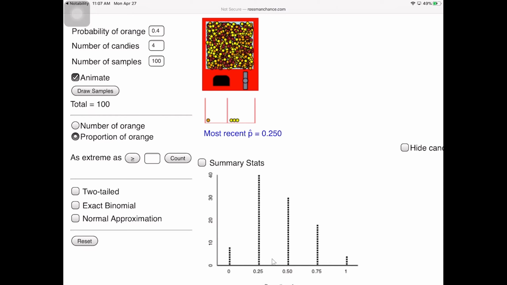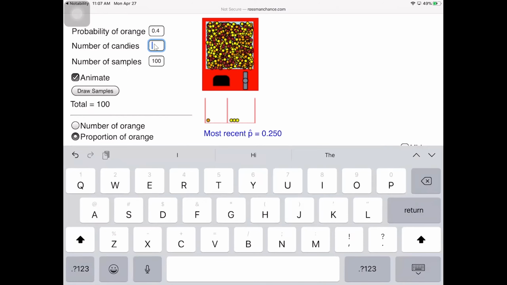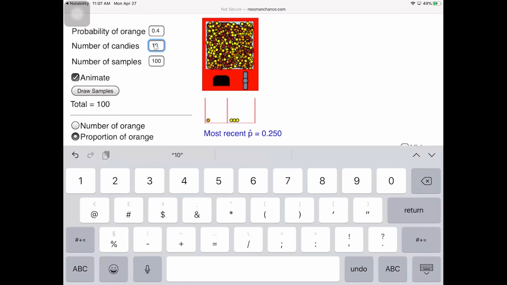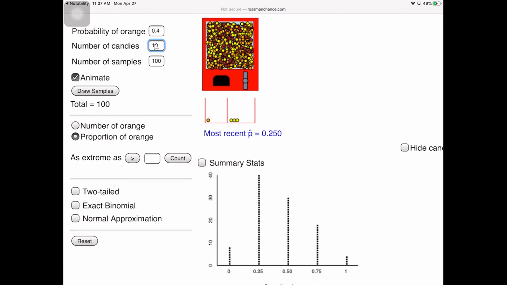And if you look at it now, 0.25 is kind of the main leader. But we already know it should be 0.40. But if you look at 0.50, it also has a big bar. So what we're going to do now is start increasing this to, let's say, 10, and we're going to see how that affects our distribution.